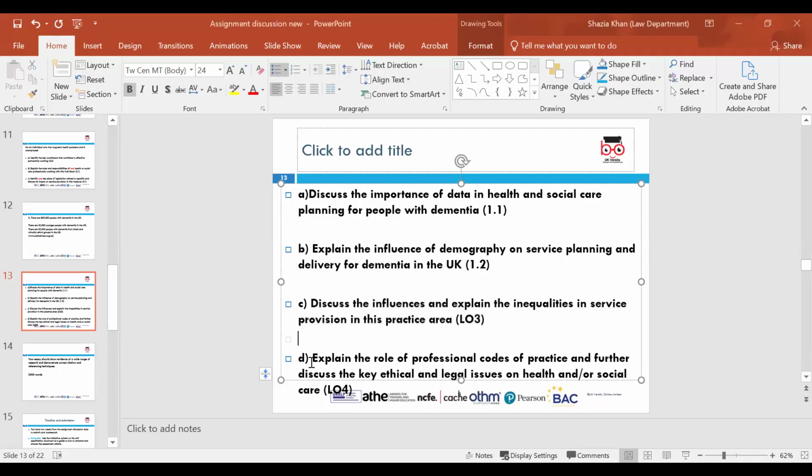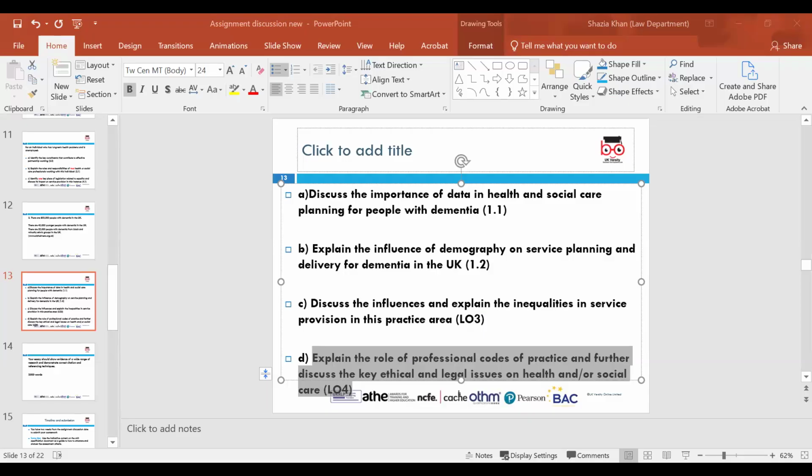Okay, so the last and final one is explain the role of professional codes of practice and further discuss the key ethical and legal issues in health and social care. What learning outcome is that? Learning outcome 4. Excellent. So you would look at the professional codes of practice and further discuss the key ethical issues in health and social care. That would be pages 5 onwards, the whole of learning outcome 4, where you'd look at patient safety, resource allocation, health disparities.